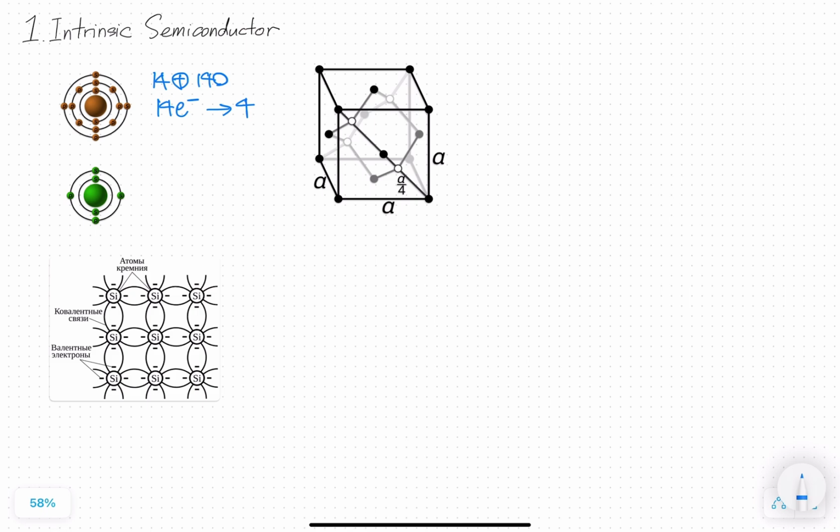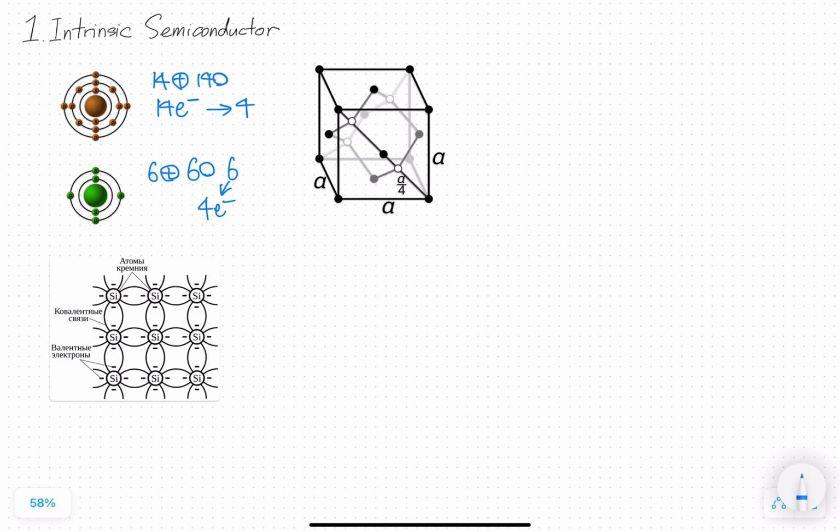When many silicon atoms are placed closely together, they form a bulk silicon crystal. But how does this bulk silicon look structurally? Let's first think about carbon. Carbon has 6 protons, 6 neutrons, and 6 electrons. 4 electrons are valence electrons.